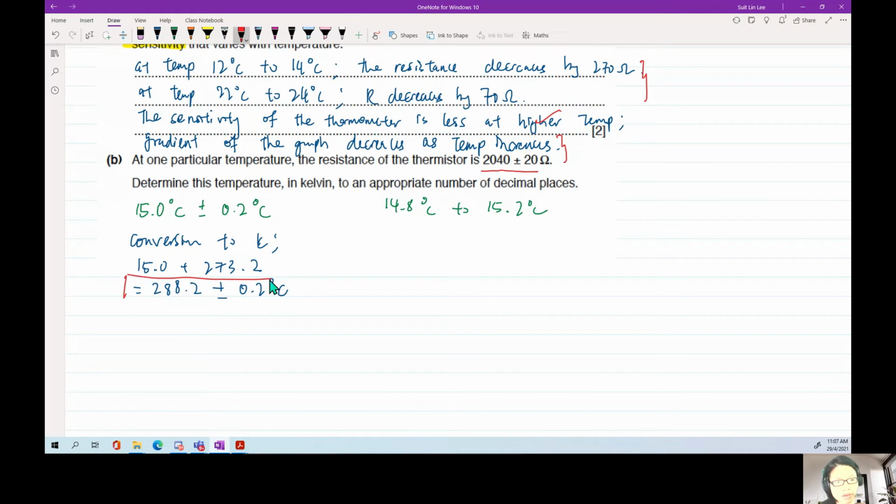Why? Well, because you don't have to convert a change in temperature to Kelvin, so you also don't have to convert the uncertainty to Kelvin. Sorry, this is Kelvin. All right, so that is not needed.